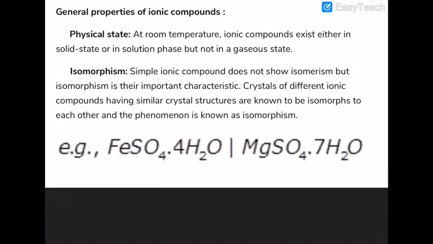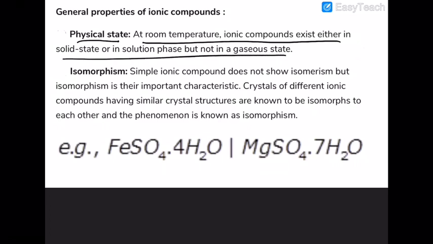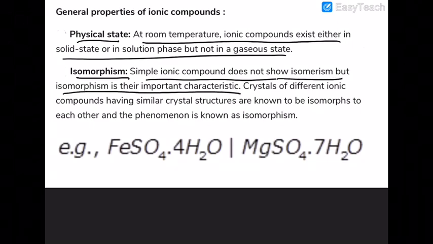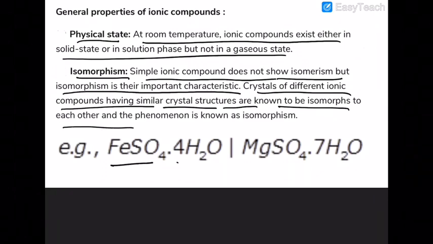Now some general properties are also there. At room temperature ionic compounds exist in solid state, but they never exist in the gaseous phase. Isomorphism: simple ionic compounds do not show isomerism, but isomorphism is their important characteristic. Crystals of different ionic compounds having similar structures are isomorphic to each other, like FeSO4·7H2O and MgSO4·7H2O. Are you getting that or not? So they are called isomorphs.